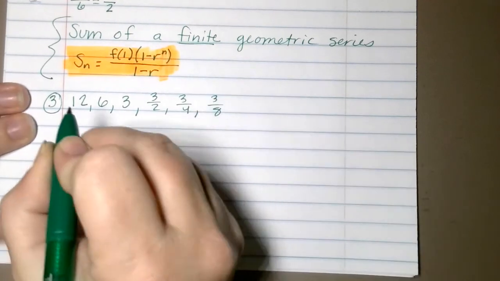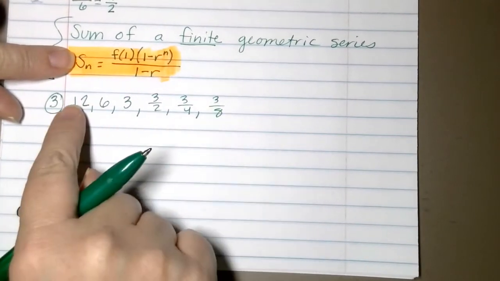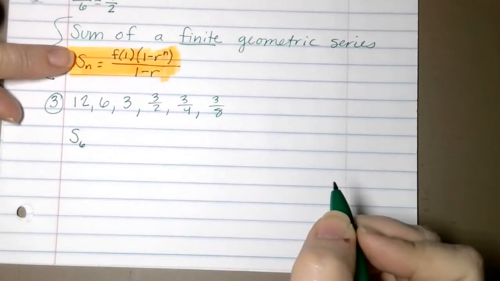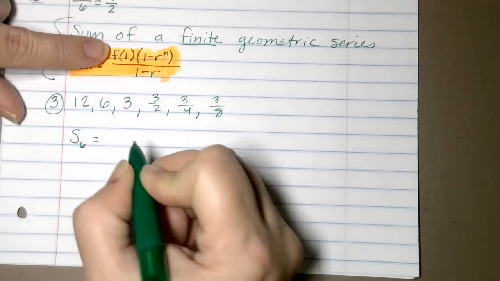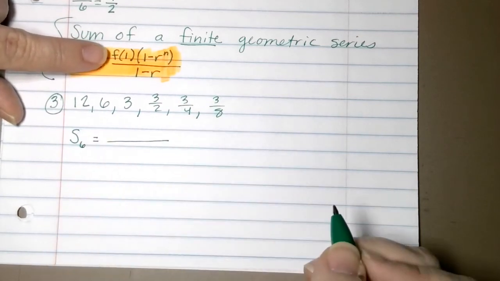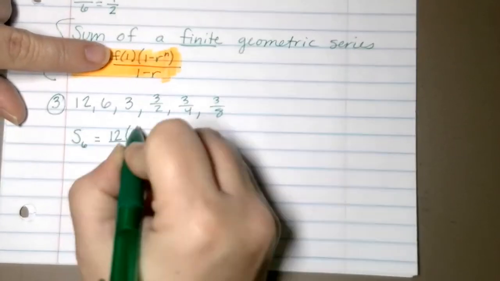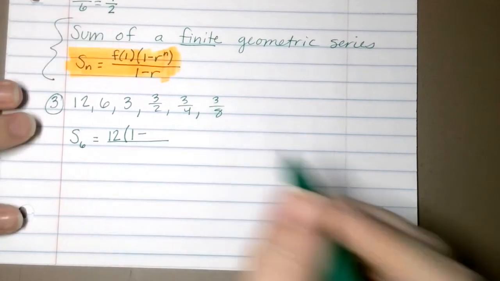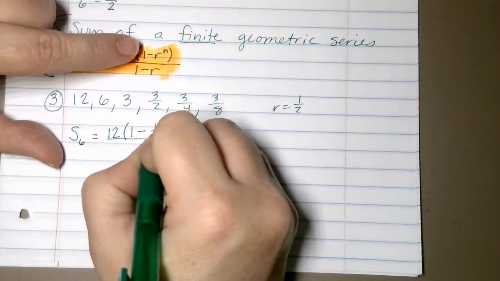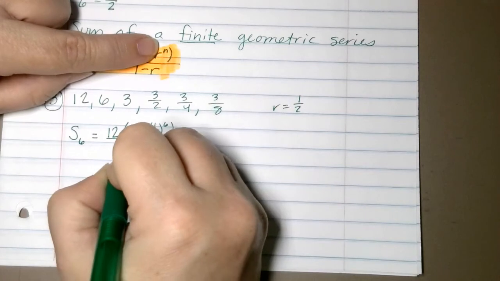So, the sum formula says that if I want the sum of all of these terms, how many terms are there? 1, 2, 3, 4, 5, 6. That means my n value is 6. So the sum of 6 terms is equal to, and I have this big old fraction here. On the top, I have the first term, which is 12, times 1 minus, what was the r value here? Okay. So it's 1 minus 1/2 to the what power? 6th power, all over 1 minus 1/2.